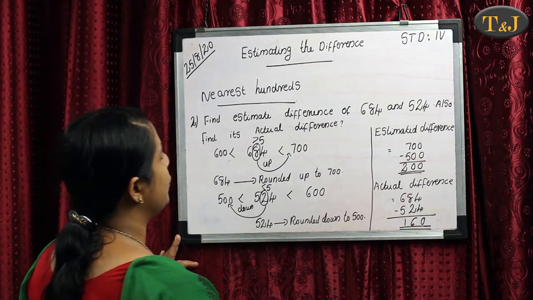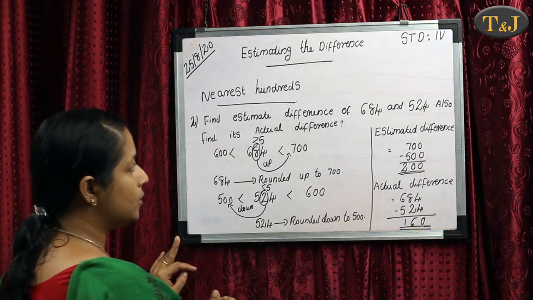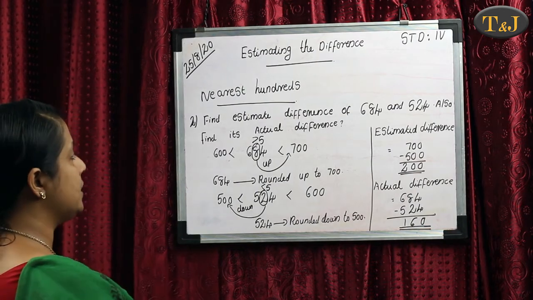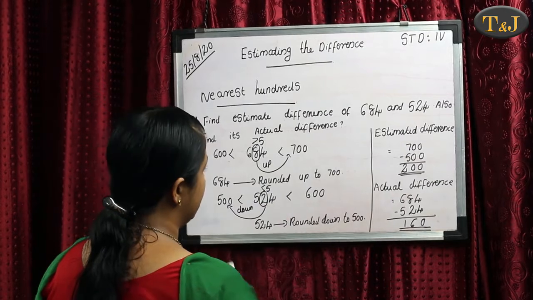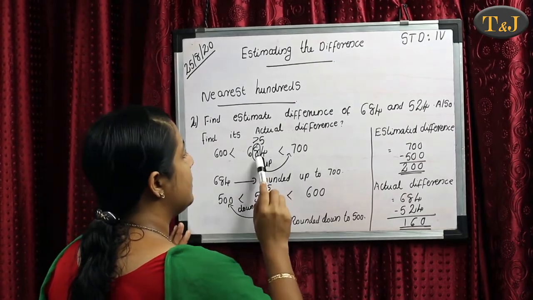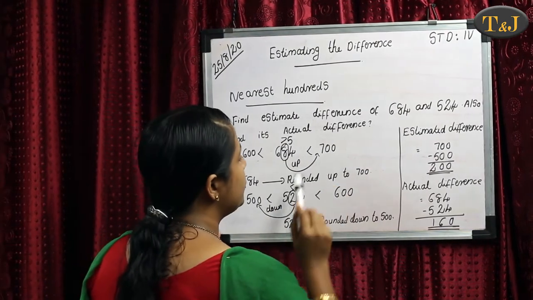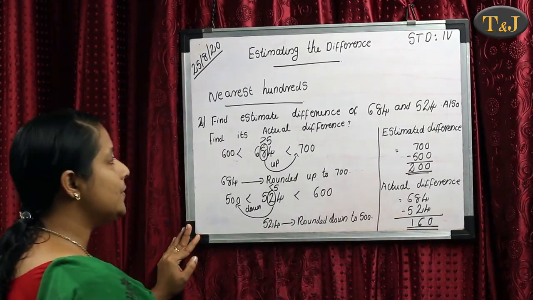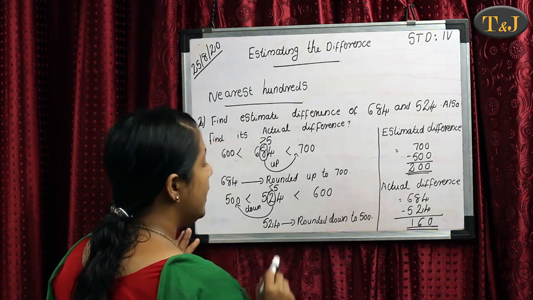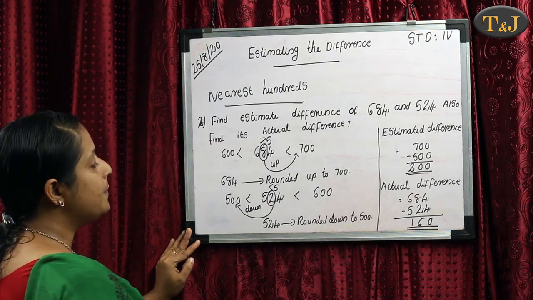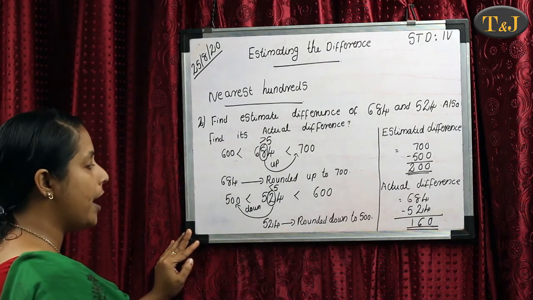Once again, I explain the problem. Our question is 684 and 524. Find its estimated difference and also its actual difference. 684 lies between 600 and 700. Next, we take the tens place value, 8. 8 is greater than 5, so it is rounded up to 700. Next our value is 524. It lies between 500 and 600. Take the tens place value, which is 2. So it is less than 5. So it is rounded down to 500.